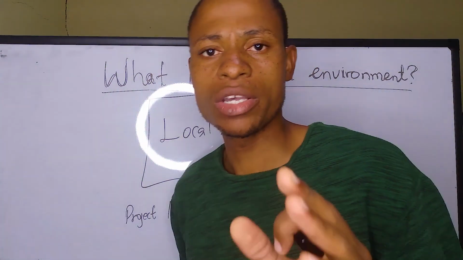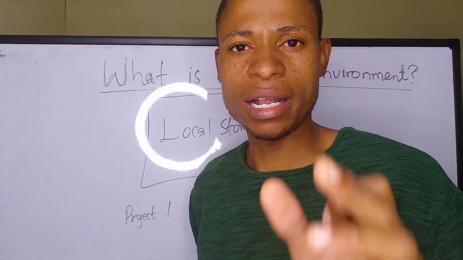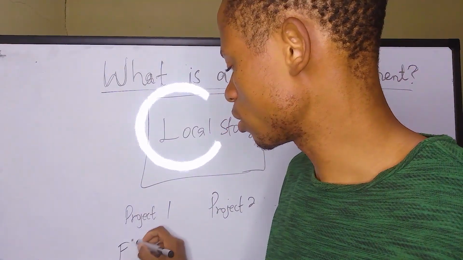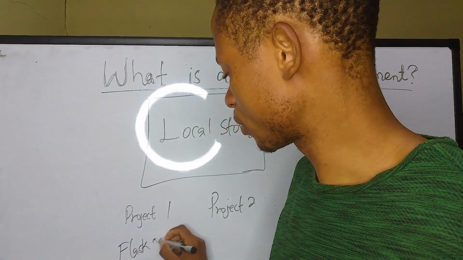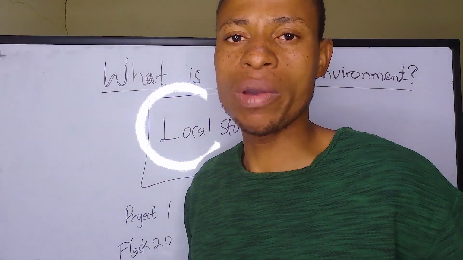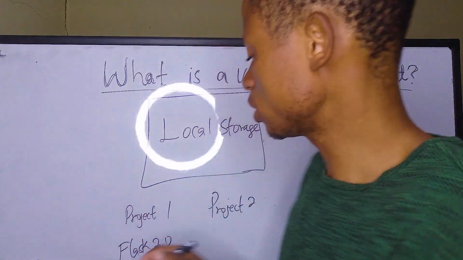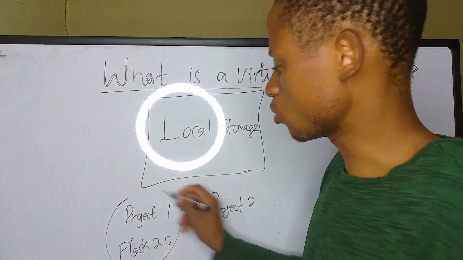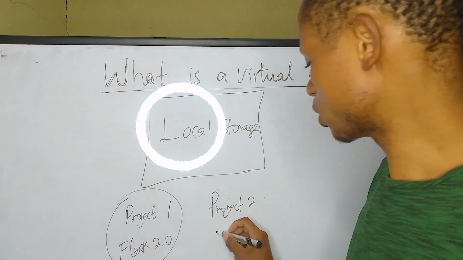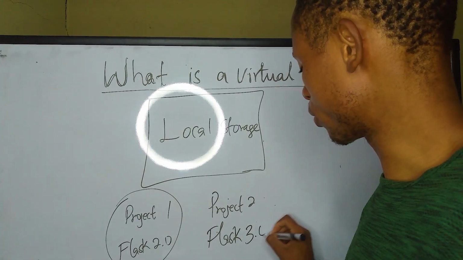So let's say you want to use Flask. Flask in this case is a Python library. Now you are working with libraries, so you are installing Flask. Project one requires Flask version 2.0. Project 2 requires Flask 3.0.